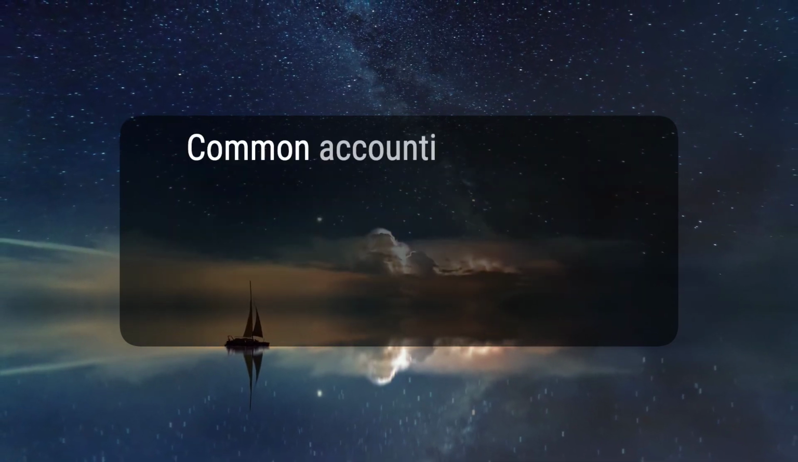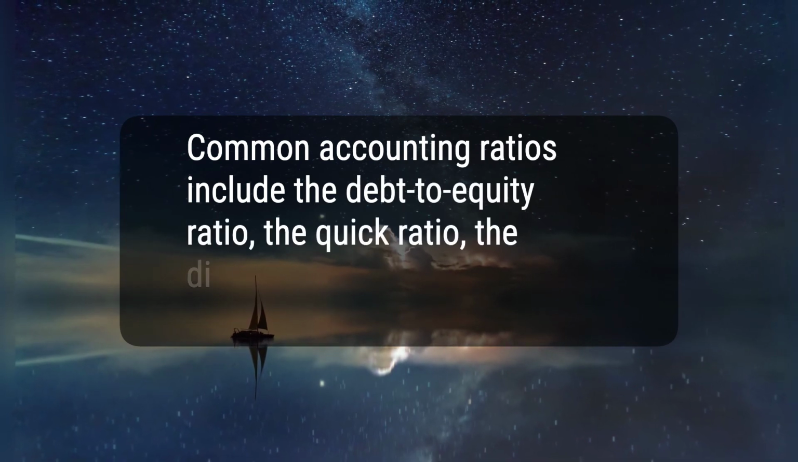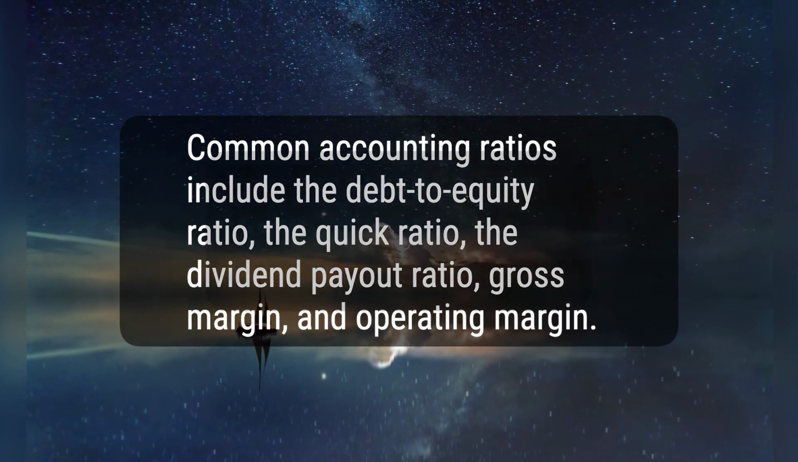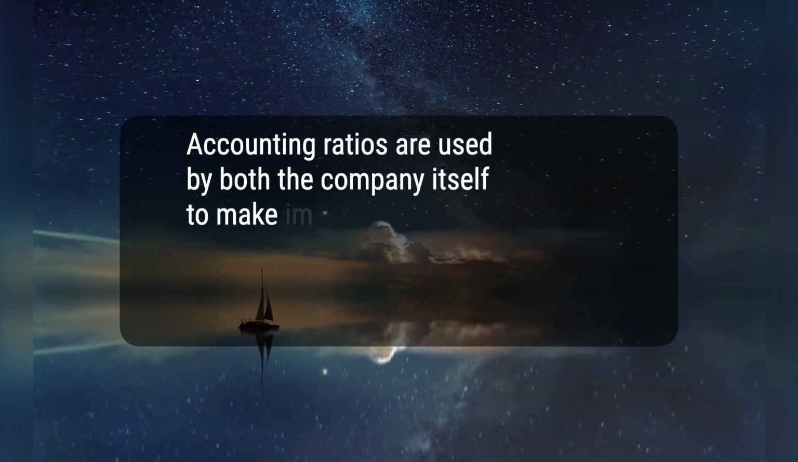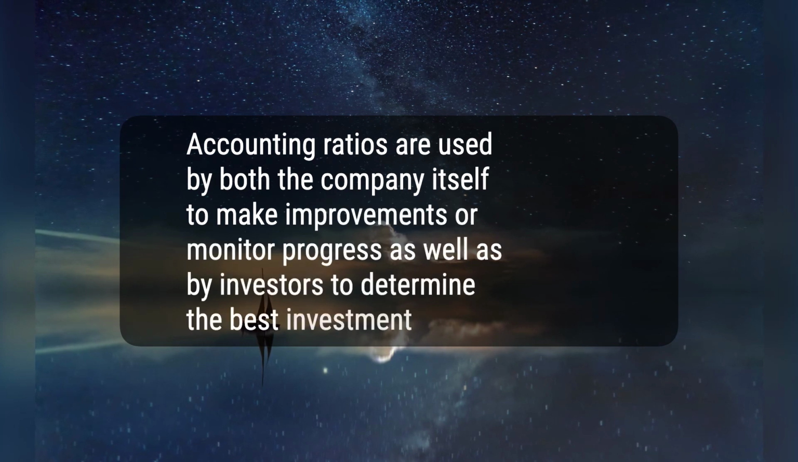4. Common accounting ratios include the debt-to-equity ratio, the quick ratio, the dividend payout ratio, gross margin, and operating margin. 5. Accounting ratios are used by both the company itself to make improvements or monitor progress as well as by investors to determine the best investment option.